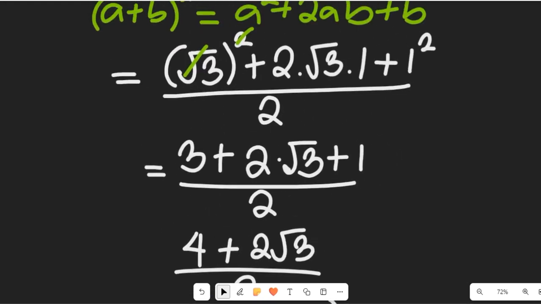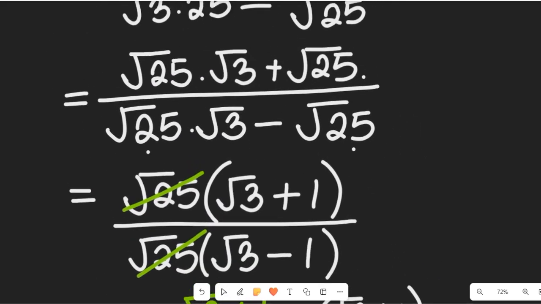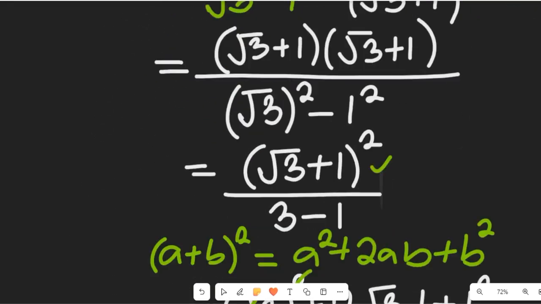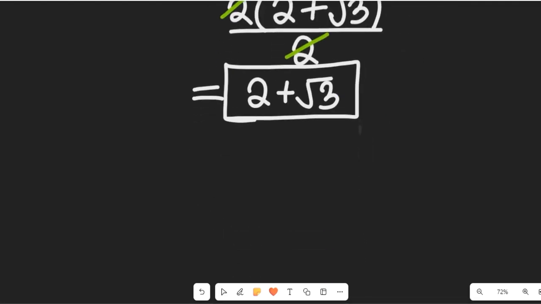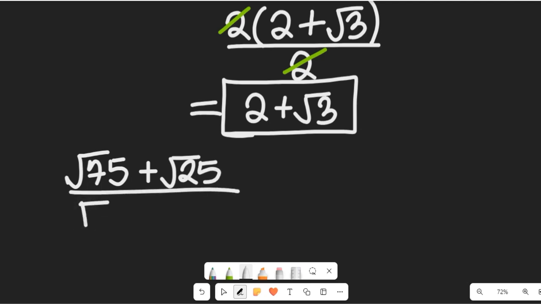Now, let's consider the second method I said we're going to use in solving this question, and that entails doing the rationalization directly. So, given that problem above, we can easily rationalize to get the solution. So, remember, we are given the square root of 75 minus or plus the square root of 25, divided by the square root of 75 minus the square root of 25.